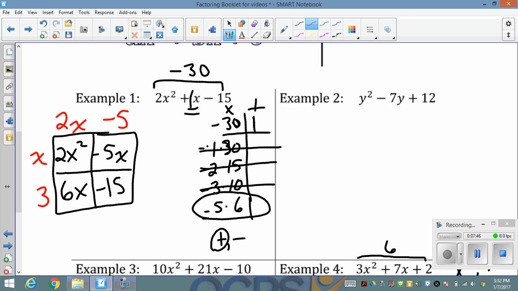I'm going to do quick multiplication. 2x times x is 2x squared. x times negative 5 is negative 5x. 2x times 3 is 6x. Negative 5 times 3 is negative 15. Since it all multiplied correctly, my final answer is 2x minus 5 times x plus 3.